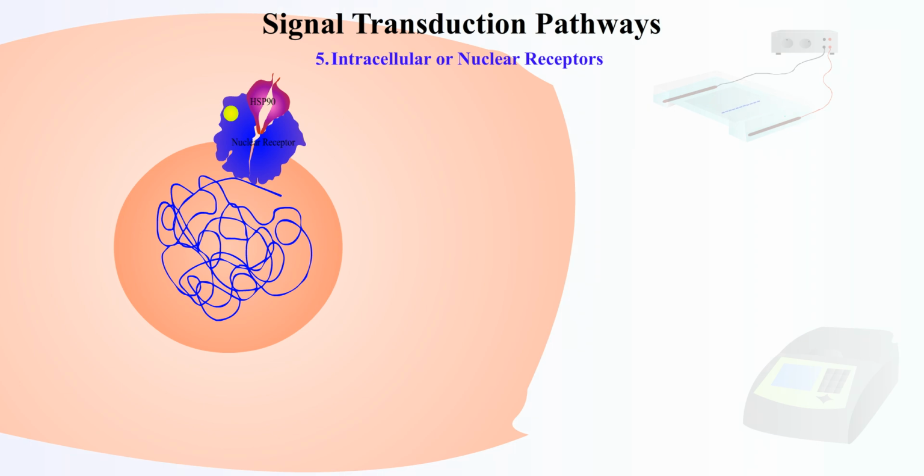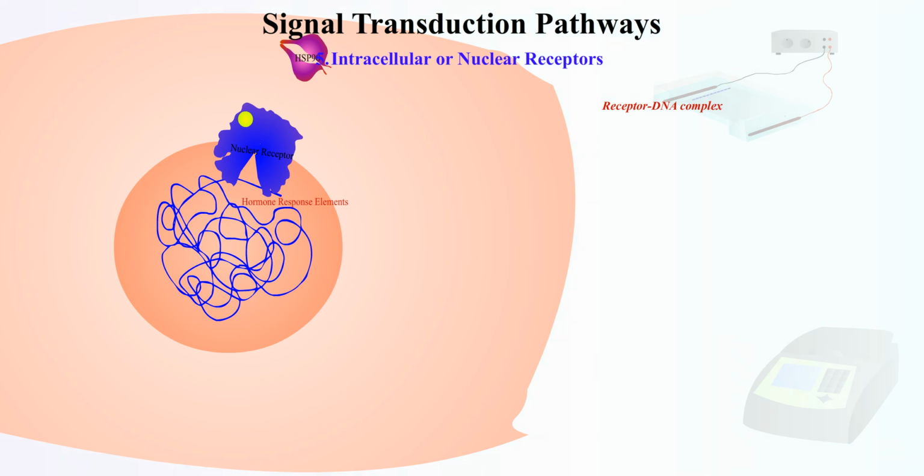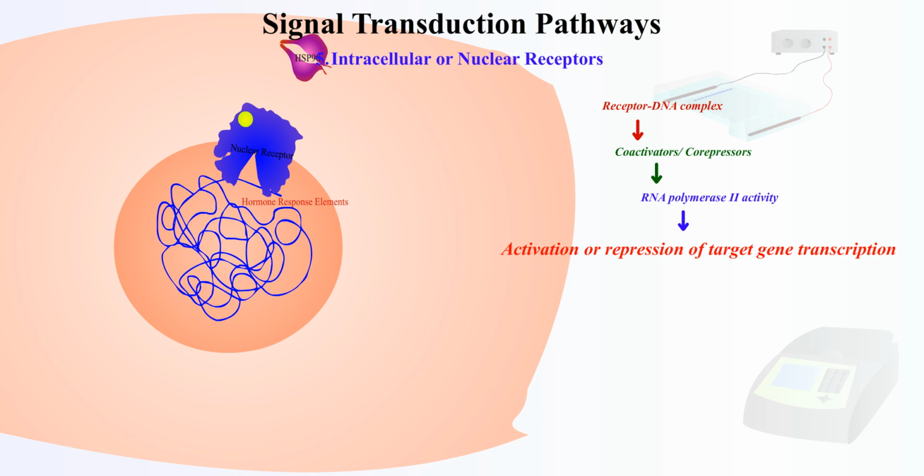Inactive receptors are often bound to inhibitory proteins, like HSP90. Ligand binding releases these inhibitors, activating the receptor. Activated receptors dimerize to form homo or heterodimers. The receptor complex then binds to specific DNA sequences called hormone response elements in target gene promoters. The receptor-DNA complex recruits coactivators or co-repressors to regulate RNA polymerase II activity. This results in activation or repression of target gene transcription.